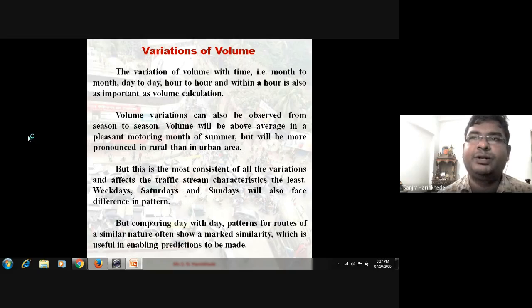Hour to hour, as we know that the office time and the school time is at a particular time, it is 9 to 11 a.m. and 4 to 6 p.m. In that particular condition, the traffic volume is more at that particular point.